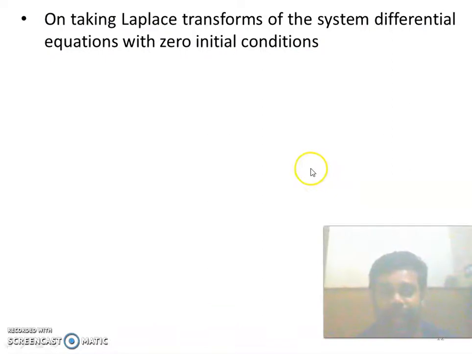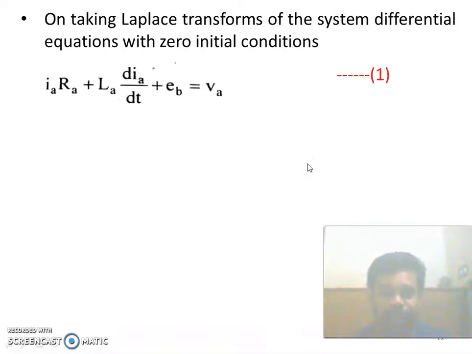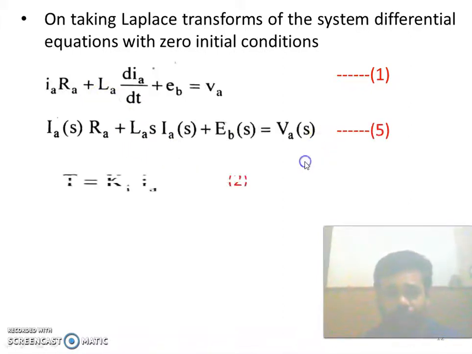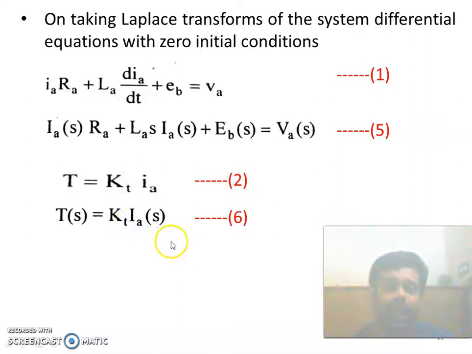Now we are going to apply the Laplace transform to the differential equations with zero initial conditions. Applying the Laplace transform to the first equation, it is IA of S into RA plus LA into S into IA of S plus EB of S is equal to VA of S. Now applying the Laplace transform to the second equation, T is equal to KT into IA, T of S is equal to KT into IA of S. We are taking this as equation number 6.